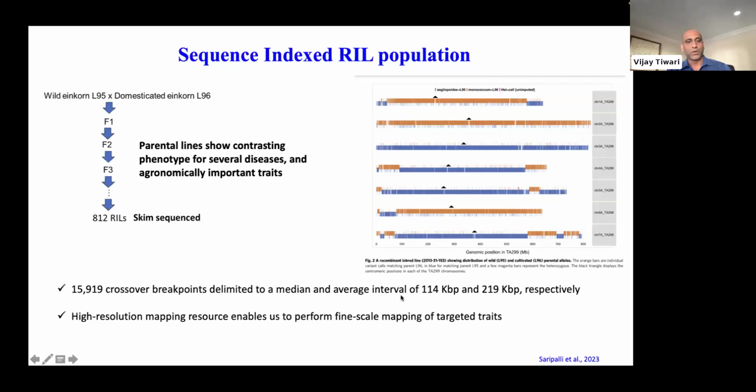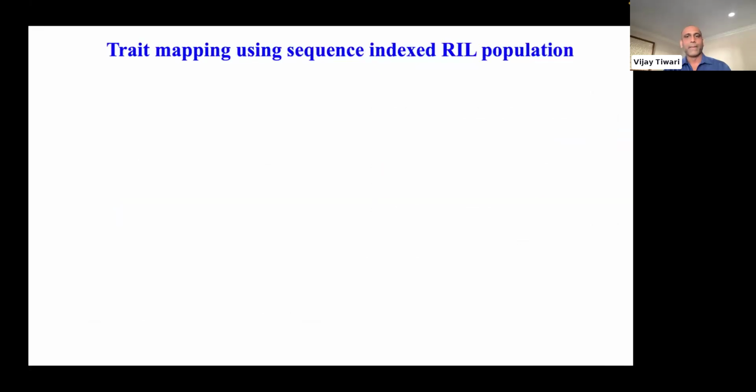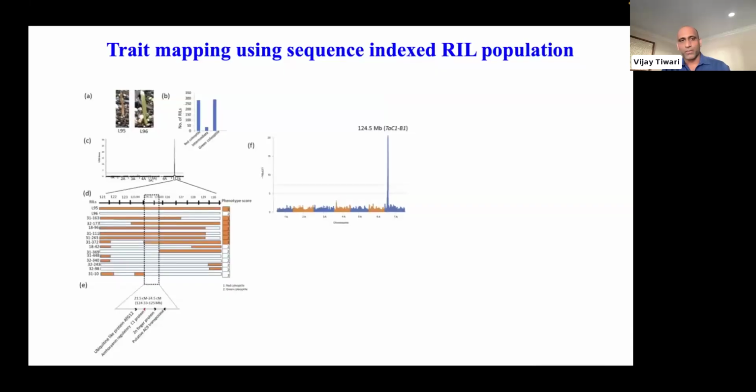And what we found is that this population of 812 RILs has about 16,000 crossover breakpoints, and that brings our mapping resolution down to 140 to 200 kb. This mapping power has allowed us to perform high-resolution genetic mapping of our selected traits. I will show you two examples. The wild einkorn wheat has this red coleoptile color that you can see here, and the domesticated one has green. The phenotypic difference is very clear.